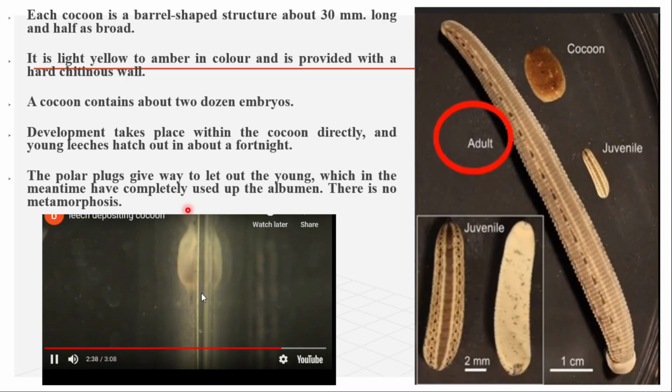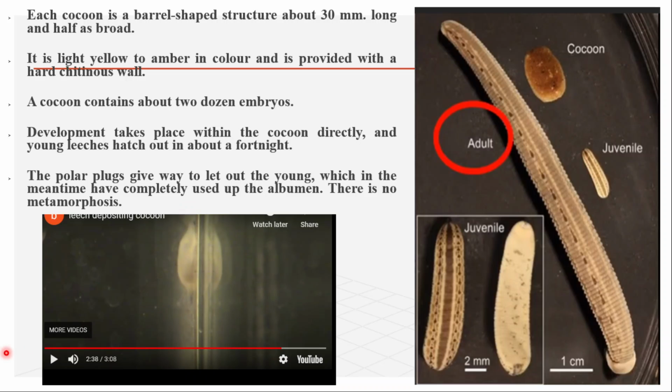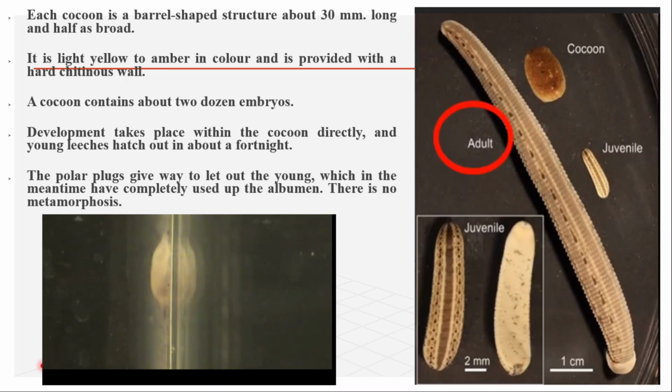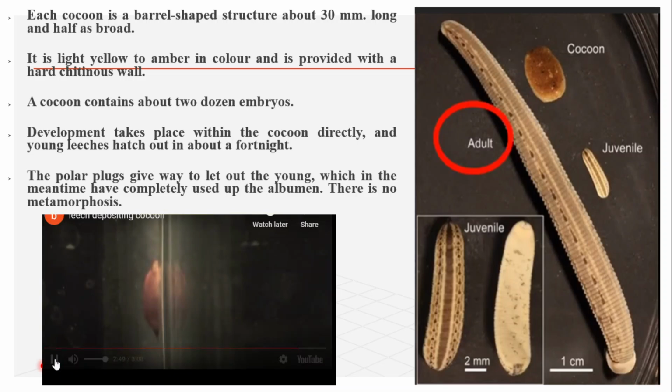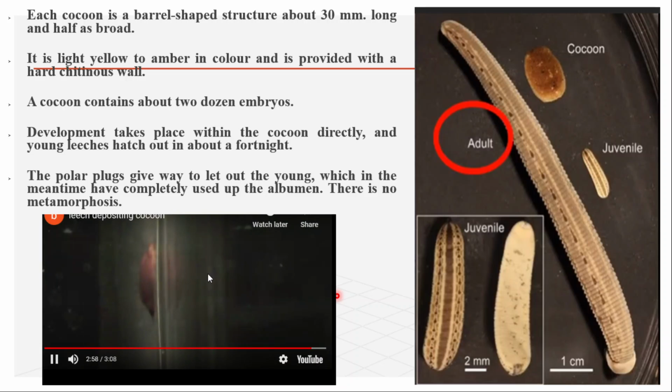See, it is stuck here, it gets darkened. Slowly it gets darkened here. See the color change. In this way the cocoon formation takes place and it stores the mature eggs for the 15 days of incubation period.